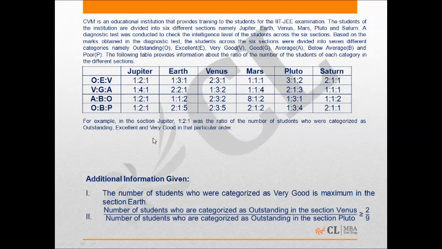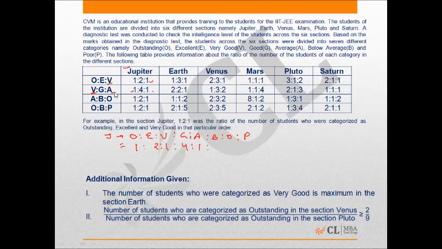So if I just need to combine it, say for Jupiter, the ratio of O is to E is to V is to G is to A is to B is to O is to P, if we need to find, it will come out to be what? O is to E is to V is given as 1 is to 2 is to 1. Now V is to G is to A is 1 is to 4 is to 1. Now you can say this V is common, and here 1 is also common. So I can simply say that if V is 1, G will be 4 and A will be 1.